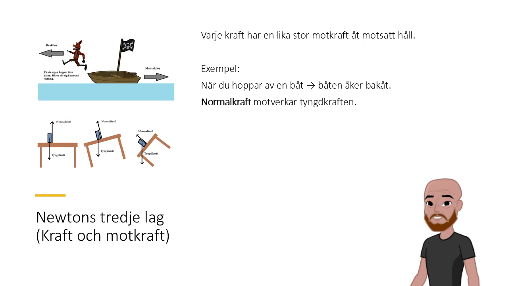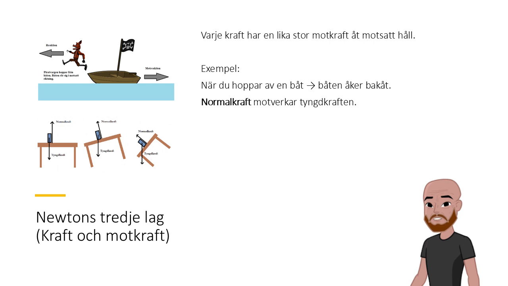Newton's third law is about how every force has an equal and opposite reaction force. That means if you push on something, it pushes back with an equal force, but in the opposite direction. For example, when you jump off a boat, your legs push against the boat, and the boat moves backward. You give the boat a force, and it gives you an equal reaction force.